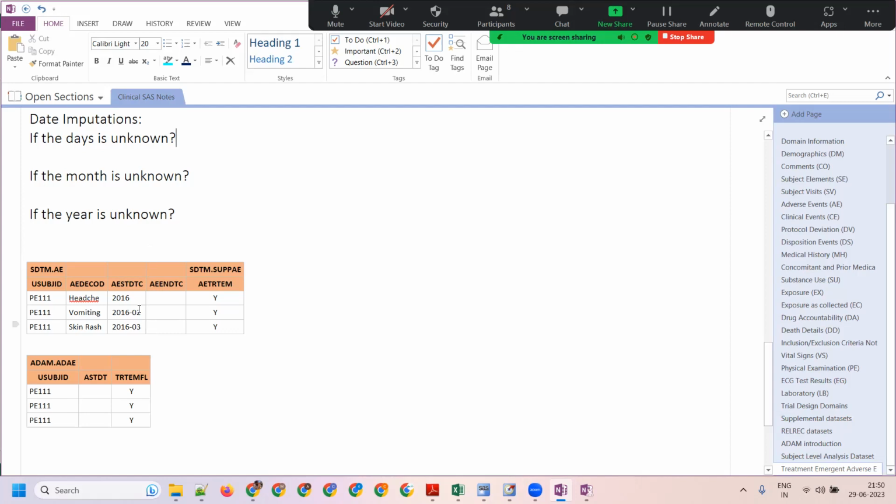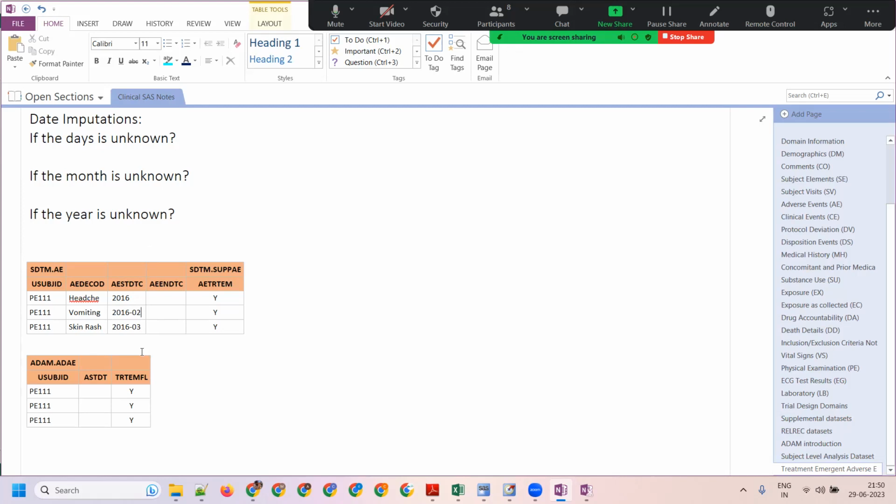Okay. Simple. In general, what we do is, if only month and year is available, and if that month and year is matching with the exposure start date, then you are going to take the same exposure start date.